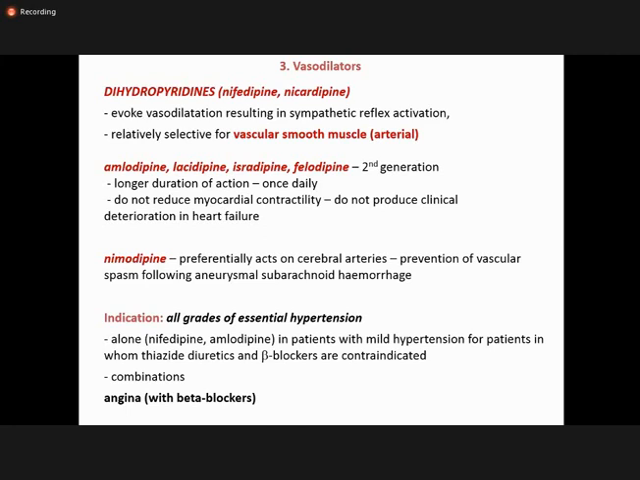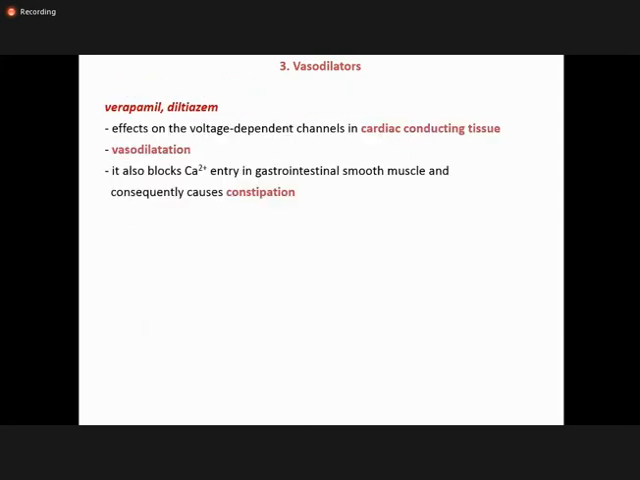Nimodipine, this is one of the exceptional points, preferentially acts on cerebral arteries, used for prevention of vascular spasm following aneurysmal subarachnoid hemorrhage. Indication, all grades of essential hypertension, nifedipine, amlodipine in patients with mild hypertension, for patients in whom thiazide diuretics and beta blockers are contraindicated. Combinations can be given, especially in angina with beta blockers.